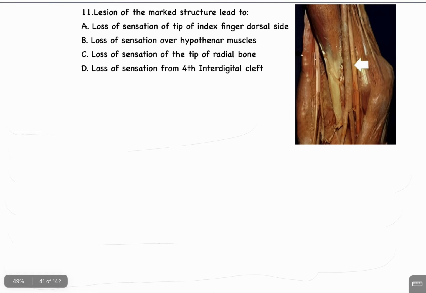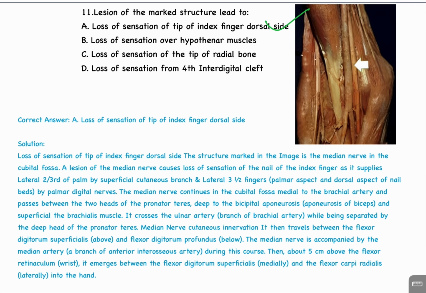Question number 11. Lesion of the marked structure leads to A. Loss of sensation of the tip of the index finger, dorsal side. B. Loss of sensation over the hypothenar muscles. C. Loss of sensation of the tip of the radial bone. D. Loss of sensation from the fourth interdigital cleft. Answer is A. Loss of sensation of the tip of the index finger, dorsal side.